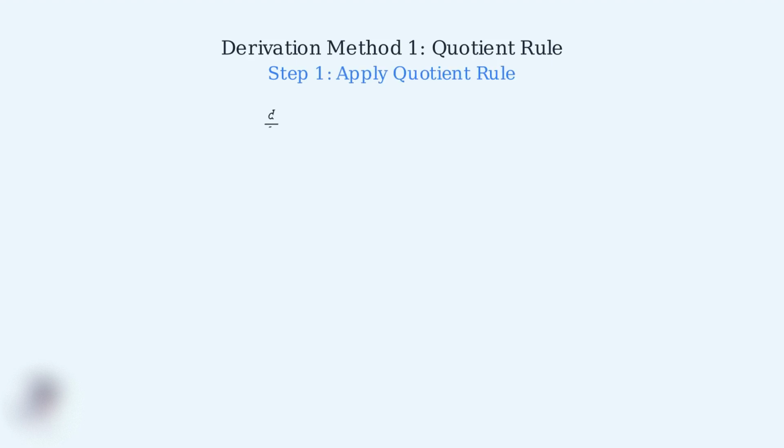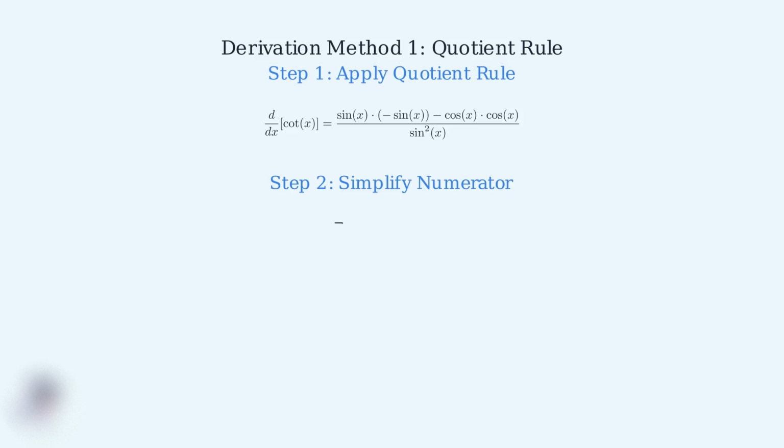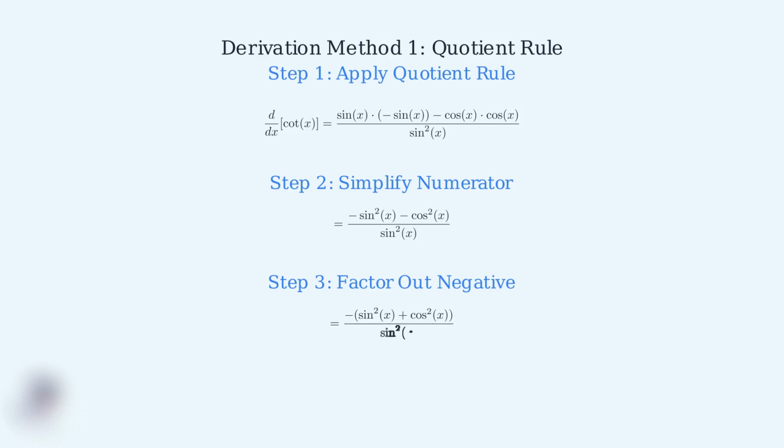Step 1, we apply the quotient rule. The derivative of cotangent x equals sine x times negative sine x minus cosine x times cosine x, all divided by sine squared x. Step 2, let's simplify the numerator. Sine x times negative sine x gives us negative sine squared x, and cosine x times cosine x gives us cosine squared x. So our numerator becomes negative sine squared x minus cosine squared x. Step 3, we can factor out the negative sign from the numerator.